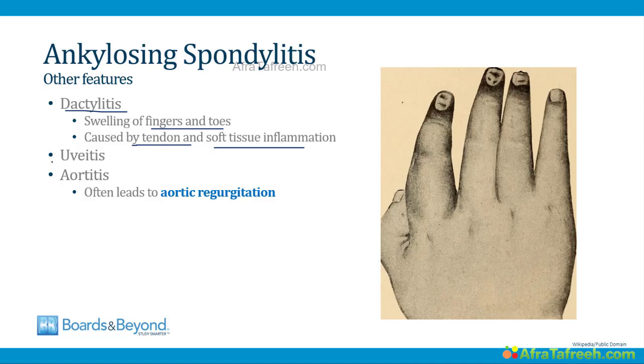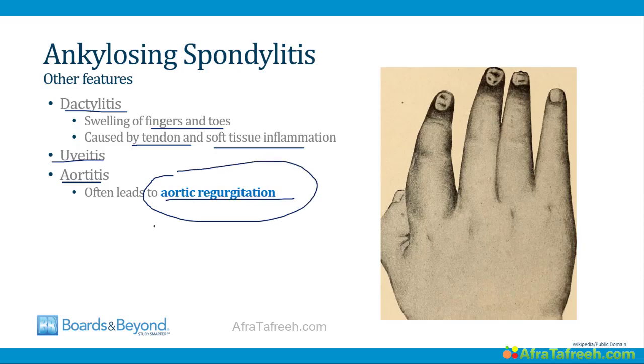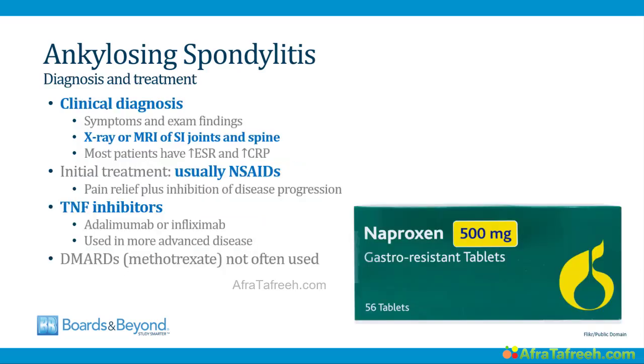You can also see uveitis, which is inflammation of the uveal layer of the eye. And in some cases, you can see aortitis, which is inflammation of the aorta. And this can sometimes lead to aortic regurgitation, which can lead to a murmur you could hear on physical exam. The diagnosis of ankylosing spondylitis is usually made clinically based on symptoms and exam findings. Also, imaging of the SI joints and spine is usually done, either an X-ray or an MRI. And then most patients have blood test abnormalities like a high SED rate or CRP. This is evidence of systemic inflammation.